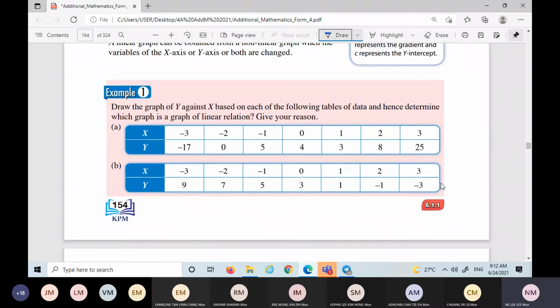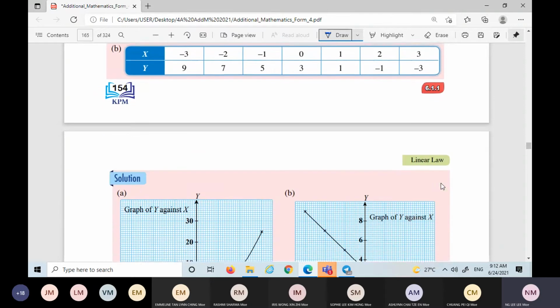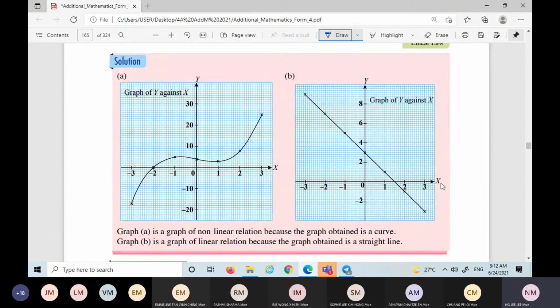We look at this example. The equation is not given, but the points are given. Then you just draw the graph. After you draw the graph, you will see something like this and something like this. Then they ask whether this is linear or not. From the definition just now, if it is a straight line, then it's linear. If not a straight line, then it's not linear.